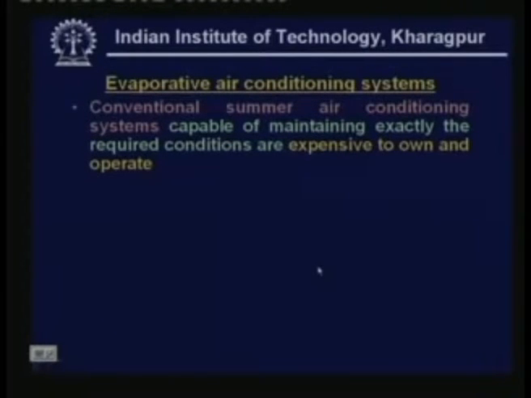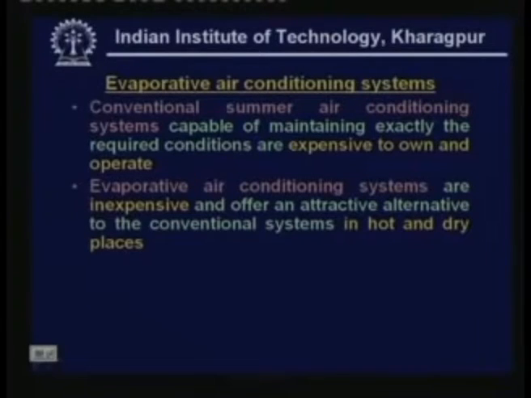Conventional summer air conditioning systems, which we have discussed in the last class, and which are capable of maintaining exactly the required conditions, are expensive to own and operate. By conventional air conditioning systems for summer, what I mean is the air conditioning systems which are based on refrigeration cycles, which in turn are based on either vapor compression systems or vapor absorption systems. These systems can be used in any location and they can be used for precise control of the space conditions.